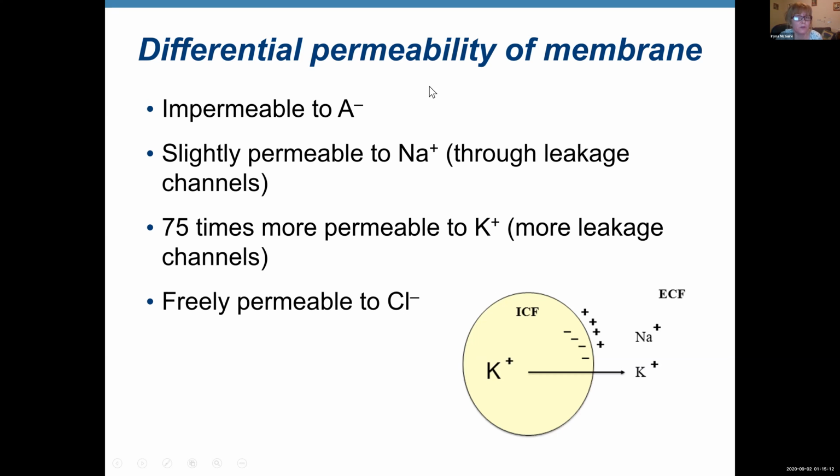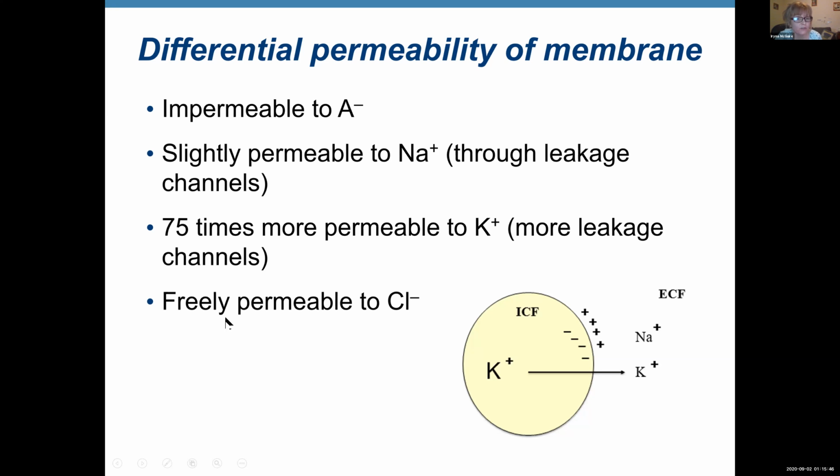Now, differential permeability of the membrane. Remember I told you that it's mostly permeable to potassium, right? So you see, I put the arrow over here, so potassium can move through the membrane. Can sodium move? Yes, but it's 75 times more permeable to potassium. So we can kind of ignore this movement of sodium. We can just say potassium has lots of leakage channels and potassium can move.